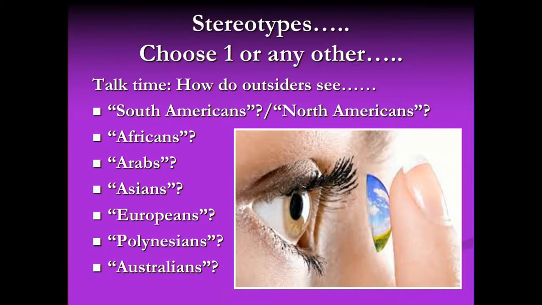So I'm going to give you 2 minutes talk time, and I just want you to talk about how outsiders see South Americans or how outsiders see Arabs. You may choose South Americans if that's what you are, if that's what you feel most comfortable with. Choose one. 2 minutes talk time.